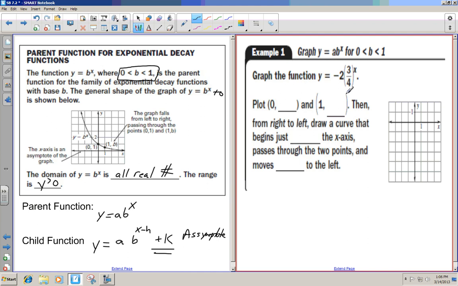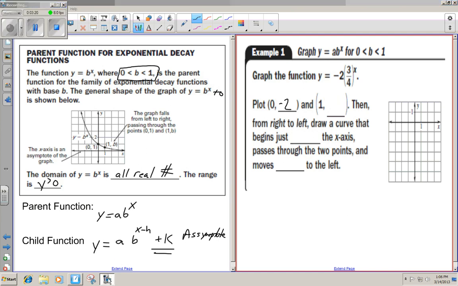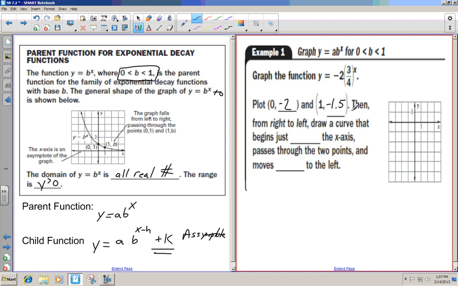All right, so graph this function. Again, it's probably telling you to draw the parent function, but really what you're going to do is just go ahead and plot it into the y equals. Put 0 in for x. That makes this -2. Put 1 in for x. If you look at your table of values, it's -1.5. And the plus k value is a plus 0. Therefore, the asymptote is y equals 0. It comes right through there.